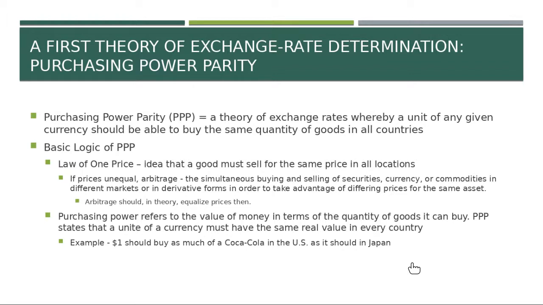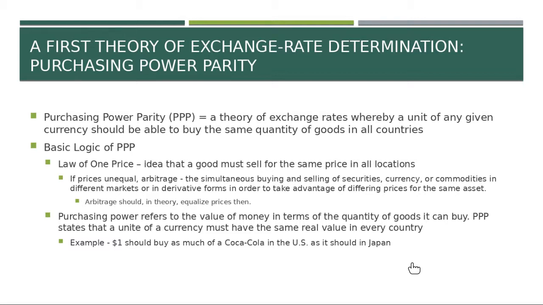Arbitrage should, in theory, equalize prices then. Because if one area has a good for a higher price than another, presumably what would happen is people would go and purchase all the goods from the lower price area and then sell them in the higher price area, bringing down the price in the higher area and raising the price in the lower price area.